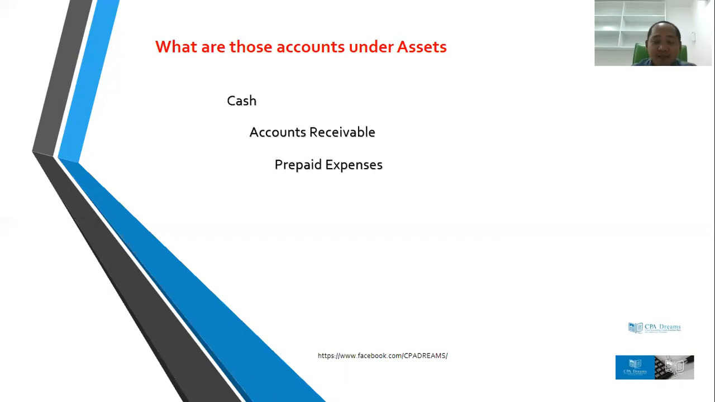We have prepaid expenses, advance payments or deposits or guarantees. Investments, it could be trading securities. It will be discussed in higher accounting later. Inventory, this is what you have as supplies, or if you are in a trading business, this is your merchandise. Furniture and fixtures, this is what you have in your company's offices or shops.